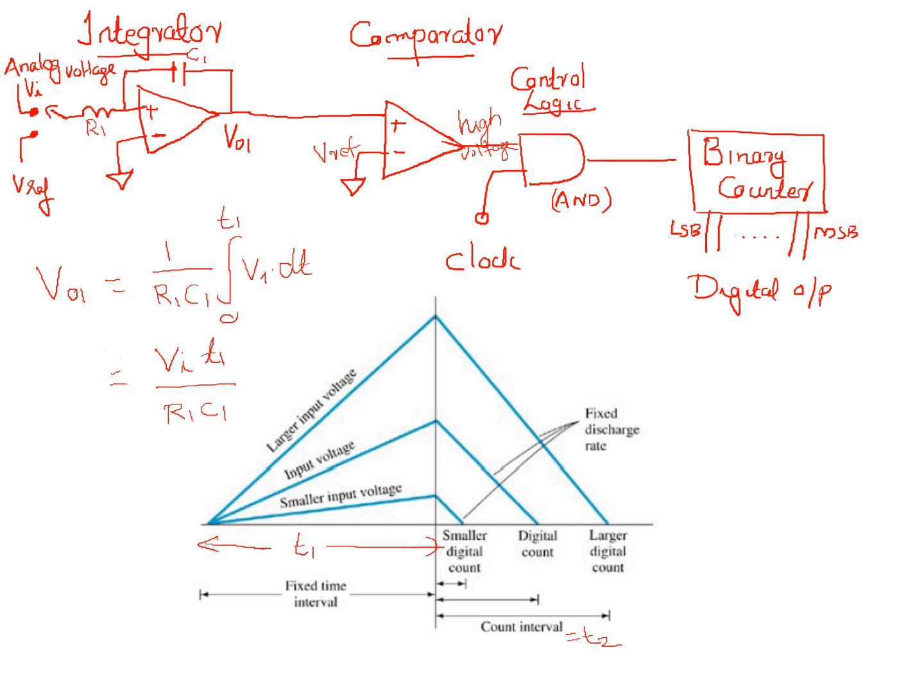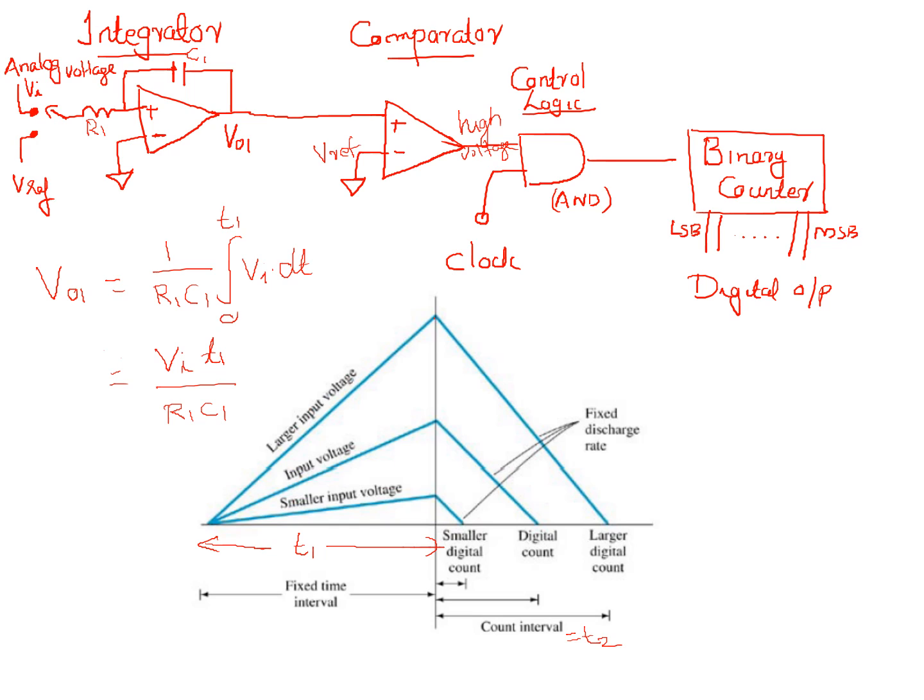Now, this control logic is an AND gate. As the comparator output is high, when each clock comes, it will start counting 1, 2, 3 like that. How much time will it count? It will count T2 time, until it comes back to 0. Whatever the voltage, if this is the voltage, it takes a long time to get back to 0. This voltage will take slightly less time to come back to V reference. If this is a smaller voltage, it will take very little time to come back.